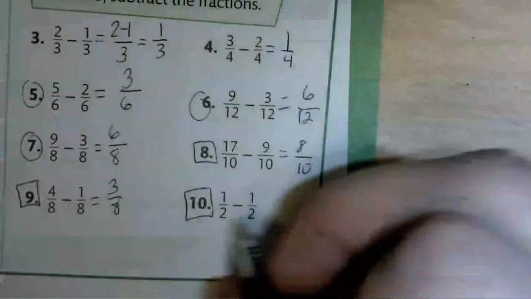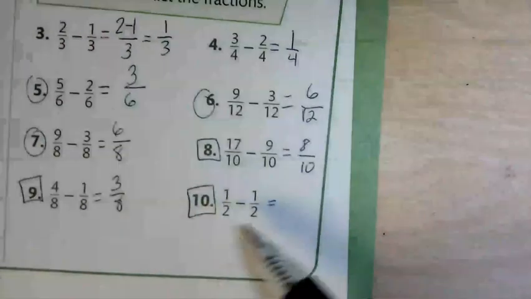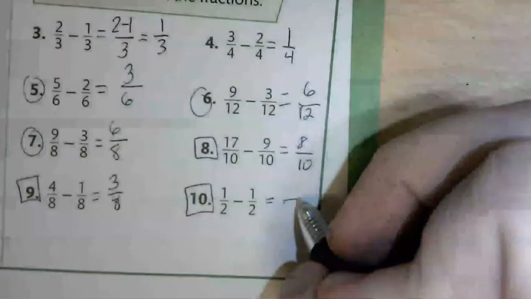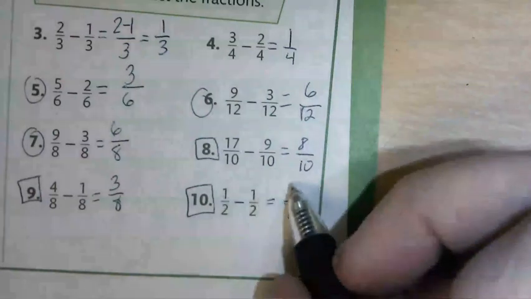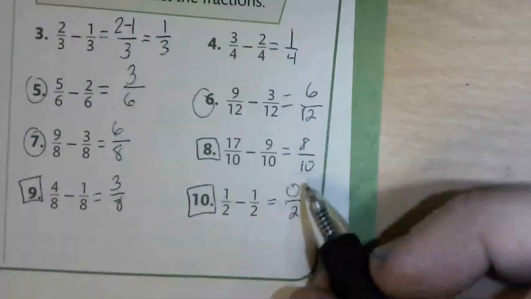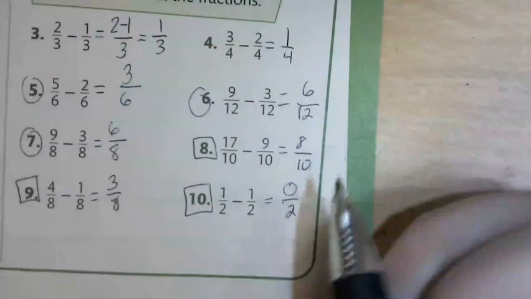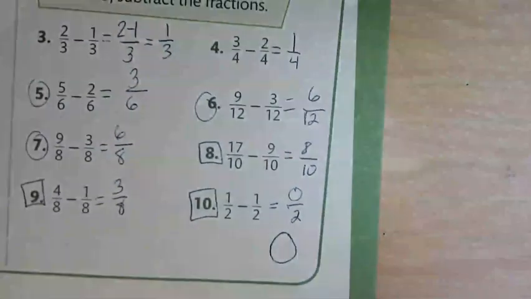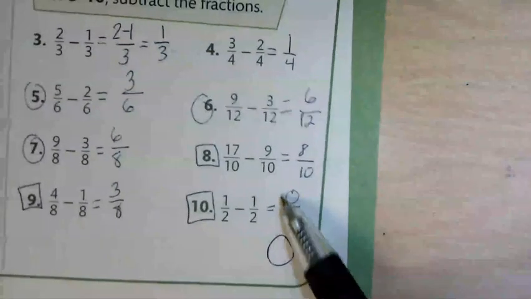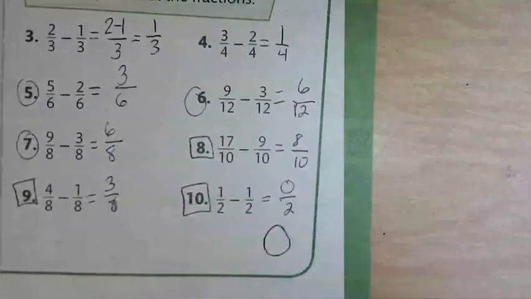All right. For number 10, this one's a little trickier. Now I've got 1/2 minus 1/2. So my denominator can stay the same at 2. 1 minus 1 is 0, right? And so instead of writing 0 halves, what I would actually write, and if you wrote that, then you got it right, but what we would actually just write is 0. Because if I have no halves, I have nothing. I have 0. That's all that we actually need to do.